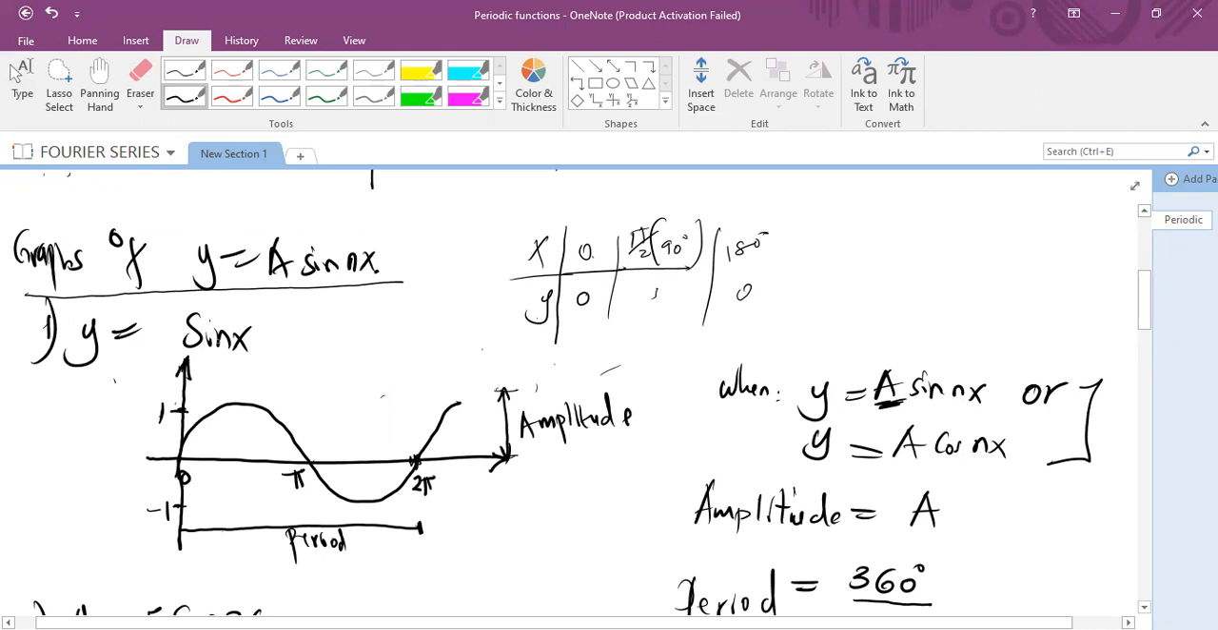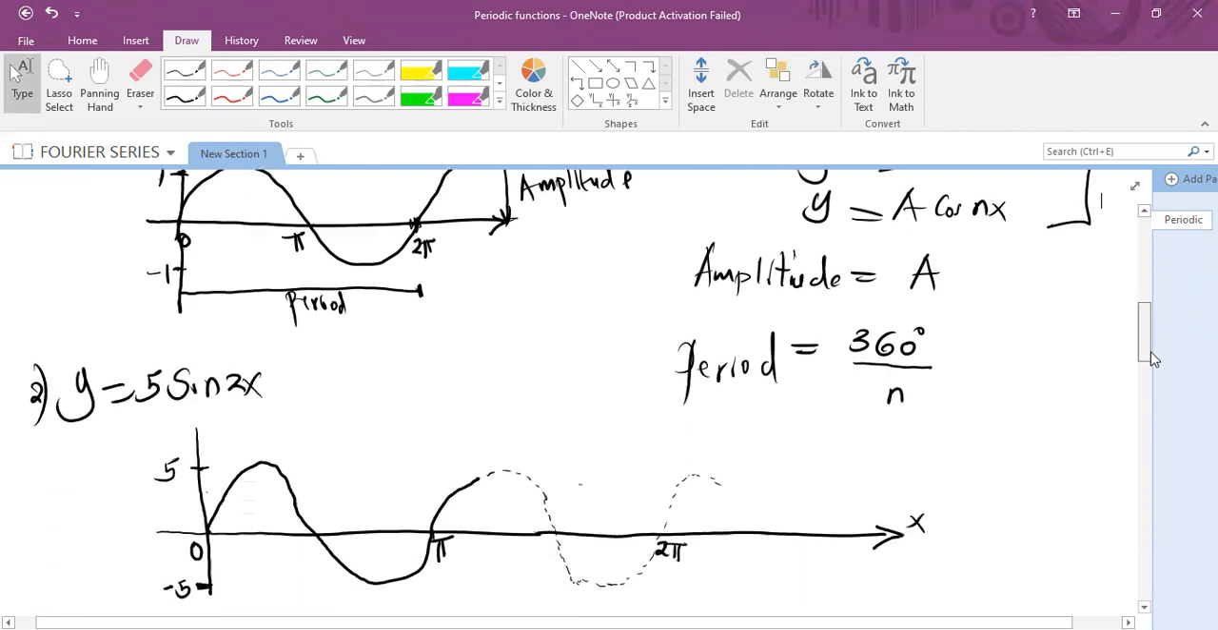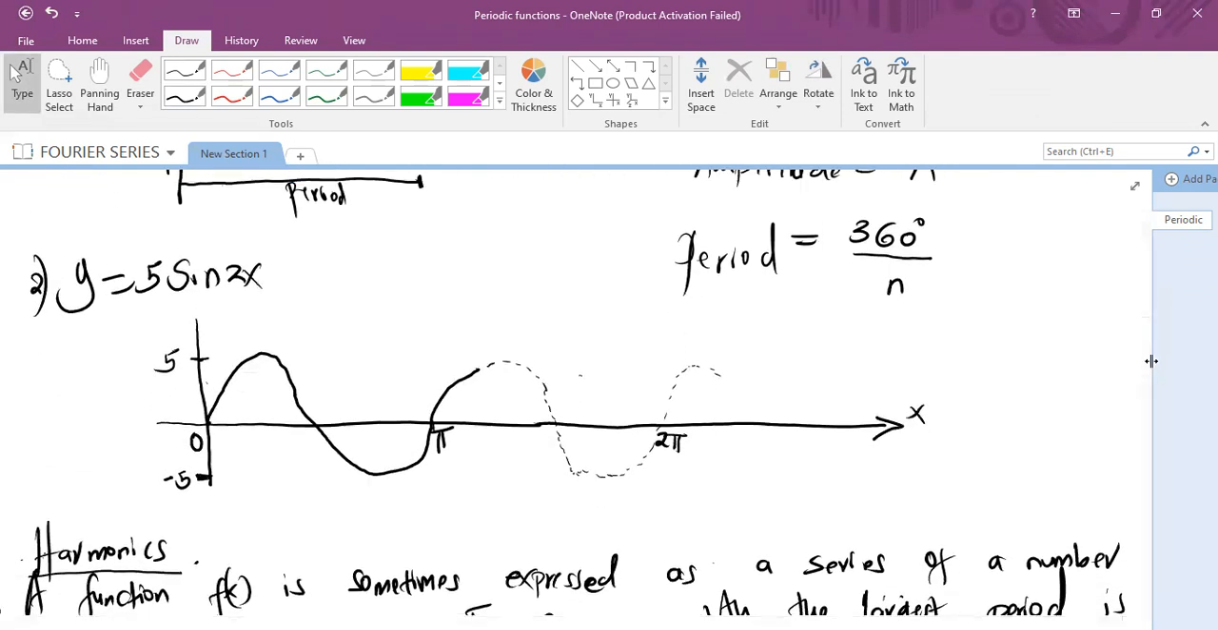So here our n is 1, clearly. So 360 divided by 1 will be 360. So that's why the period is 2 pi. And our amplitude is obviously also just 1. If we are to take up another example, so if we are to plot the curve of y is equal to 5 sine 2x, then it will look somewhat like this.